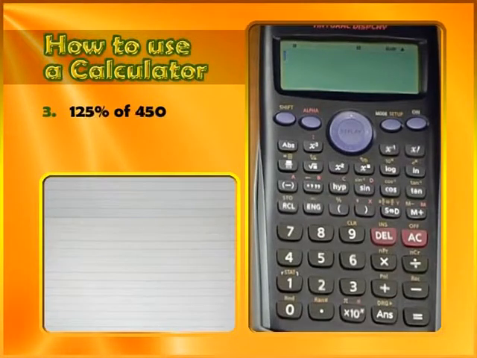Next, we go to question number 3. 125% of 450. Wow, this looks difficult. There is a way around it. We switch and move 450 first. So we key in the numbers 450.